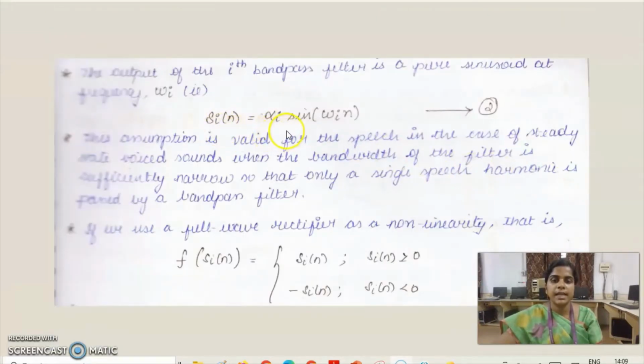So the output is taken as alpha i times sine of omega i n, assuming that one pure sinusoid is in play. It is not so with the usual speech signal, because speech is a composite signal and not a pure tone or a pure sinusoid signal. And to elaborate on the purpose of the nonlinearity, or its mathematical interpretation, we take the output of a full wave rectifier. So we say that the output is Si(n) when Si(n) is greater than 0, and it is minus Si(n) when Si(n) is less than 0.